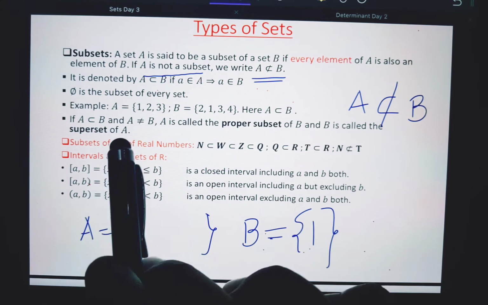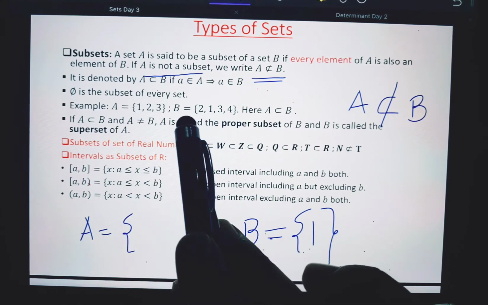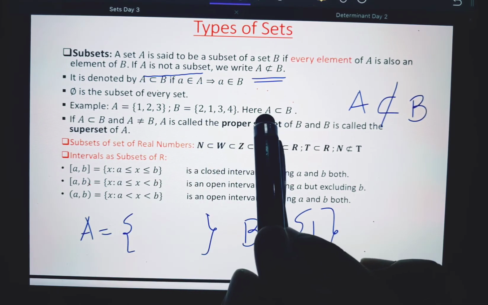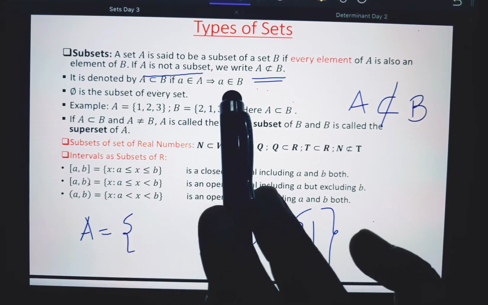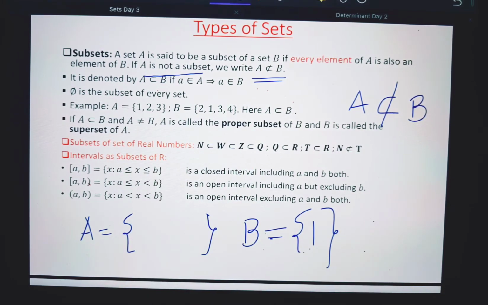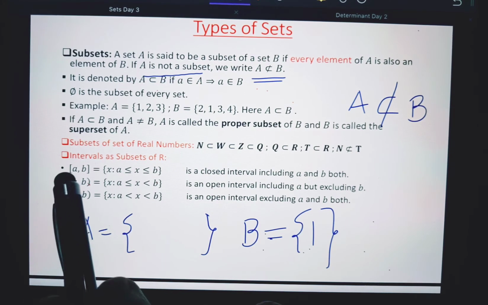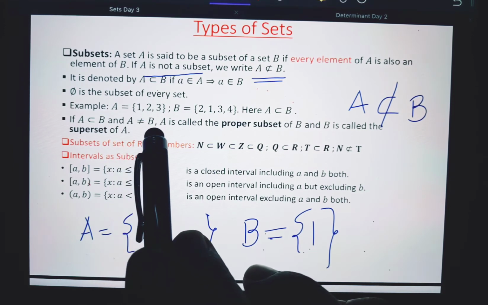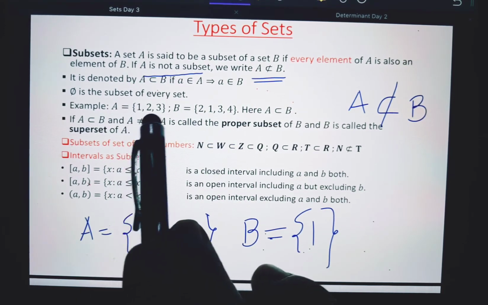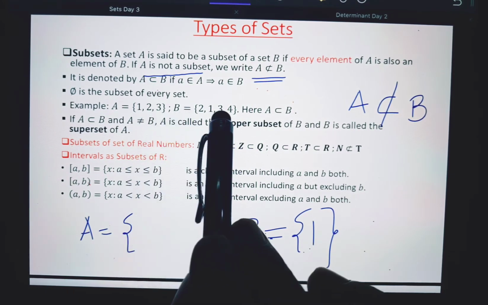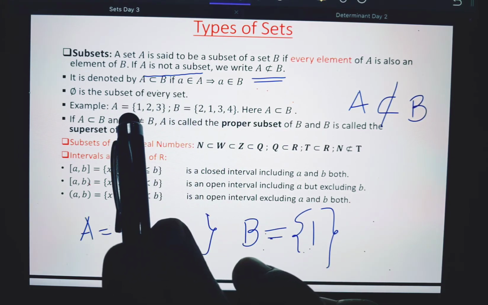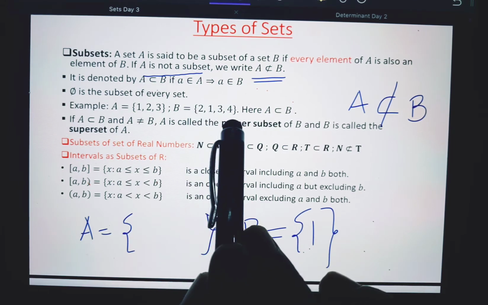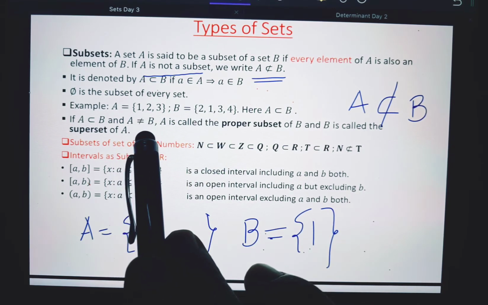Now here we have given an example. A is 1, 2, 3, B is 2, 1, 3, 4, where A is a subset of B. Why? Just look at those elements. 1 is there, 2 is there, 3 is there. So A is a subset of B. Clear? Now if A is a subset of B, is A equal to B? A will only be equal to B when all the elements of A are the same as the elements of B. You see 4 is not there, right? So A is not equal to B.